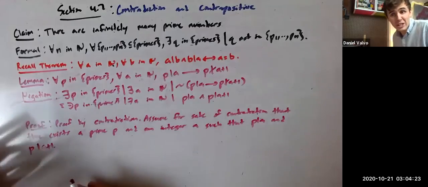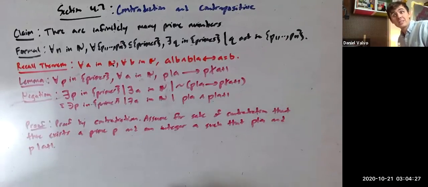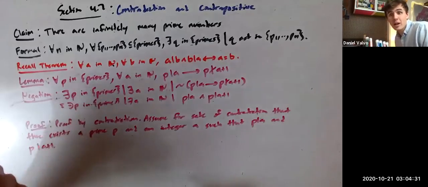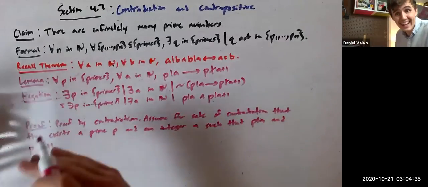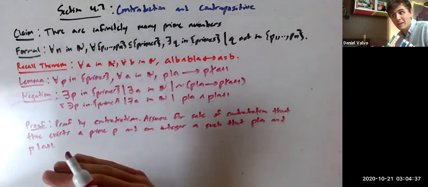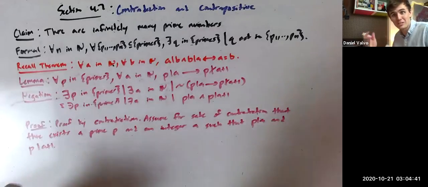We assume the negation. Now we want to show this logically leads to something ridiculous, a contradiction. And since contradictions can't happen, that means our assumption must be wrong. And if our assumption that the negation is true is wrong, well, that means the opposite of the negation, otherwise known as the original statement, must be true.